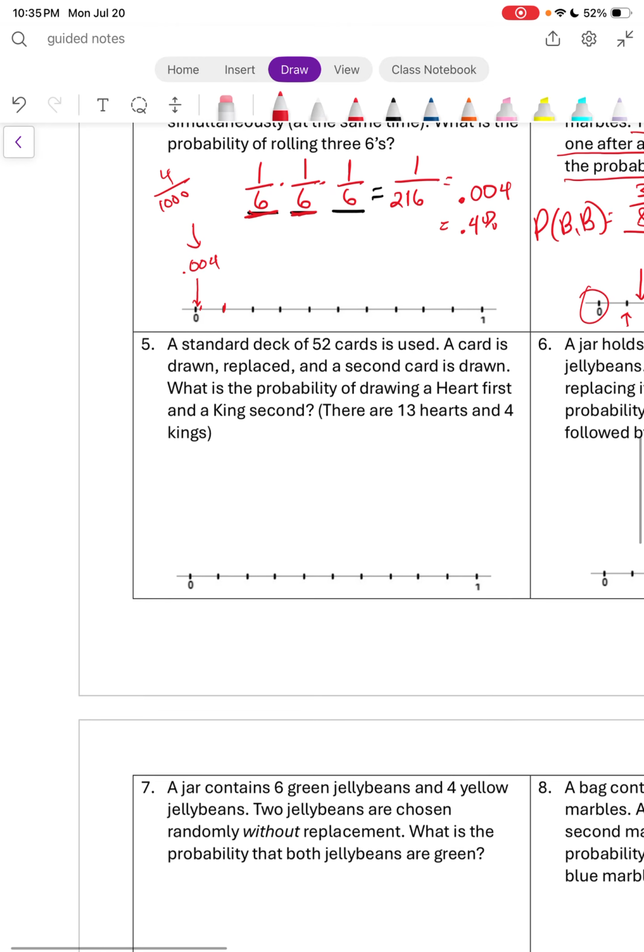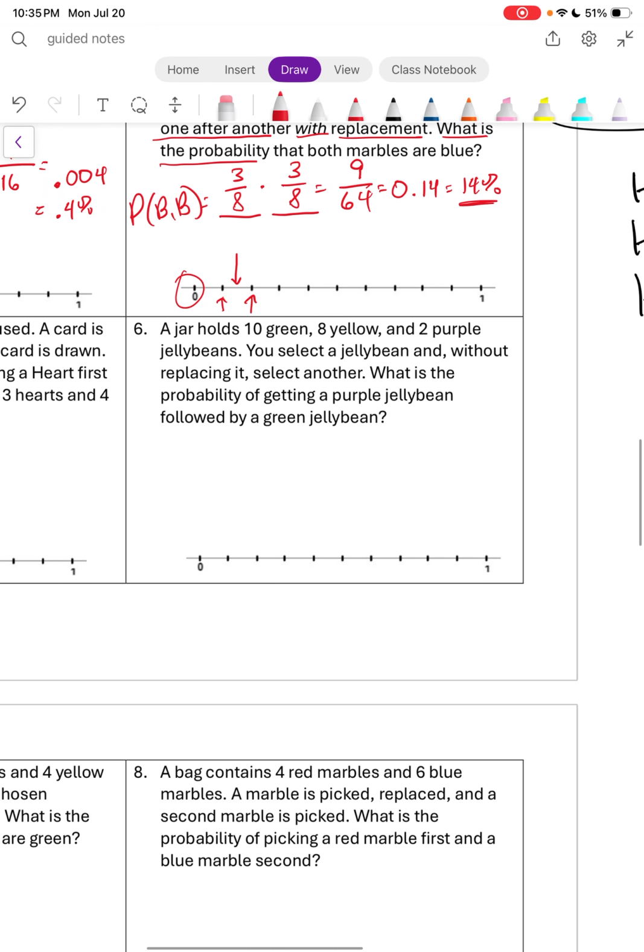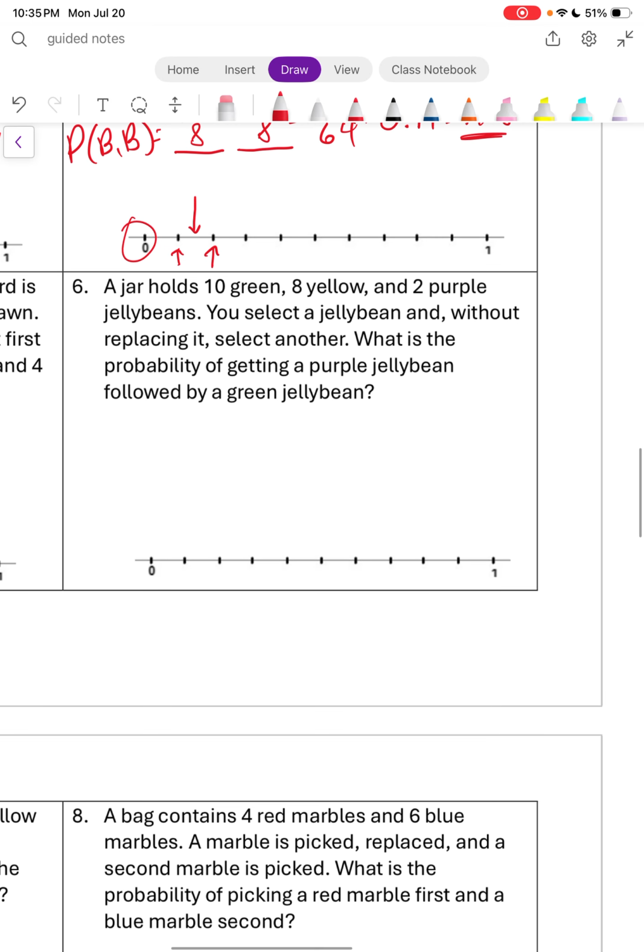Let's do maybe a couple more problems. And let's look for one where we don't replace, like number 6. A jar holds 10 green, 8 yellow, 2 purple. Now, first off, that's 20 total. That's going to be important.